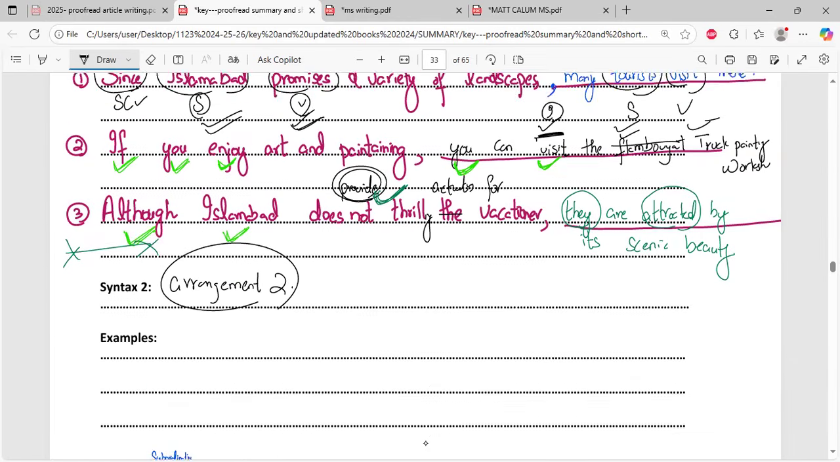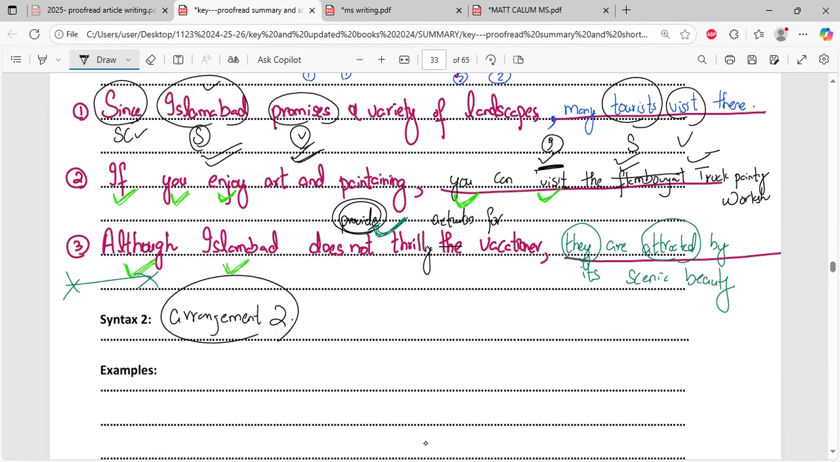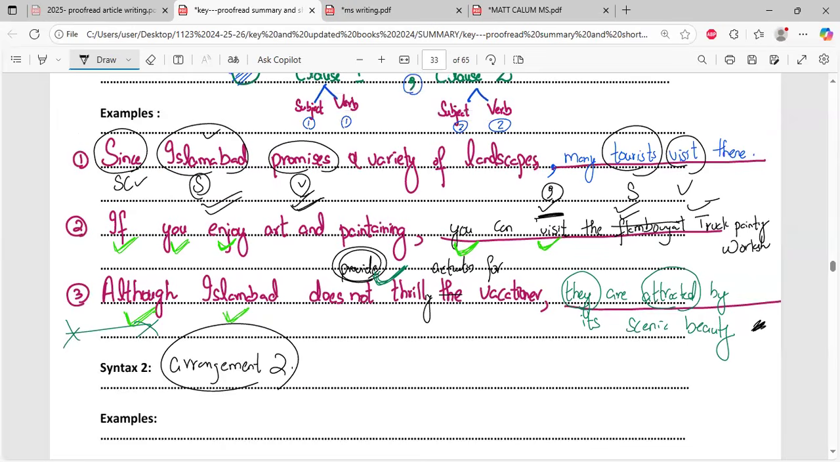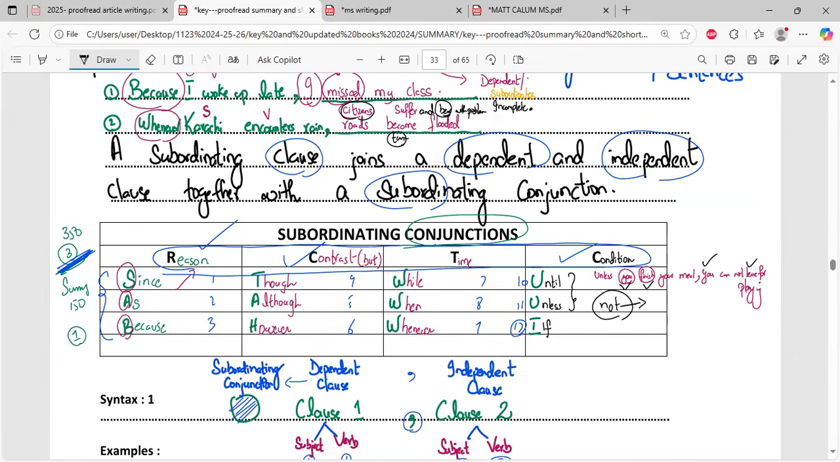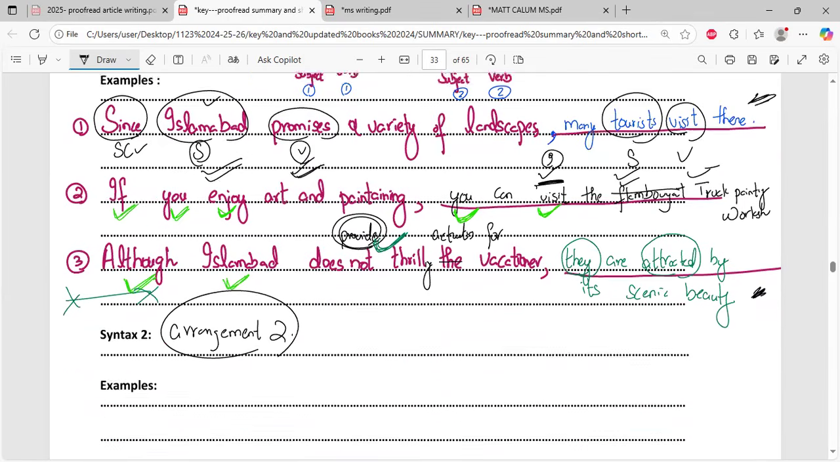Itna aasan hai. Just look at point number 2. Yeah, let's look at point number 3. We can start it from the ending. We can say people are attracted by Islamabad's scenic beauty, although it does not offer anything thrilling for the vacationer. Or look at point number 2. You can visit the truck painting workshop if you enjoy art and painting. Yeah, look at point number 1, how I'm reading. I'm starting from how it is ending. Many tourists visit there since Islamabad promises a variety of landscapes. So what is the other arrangement?